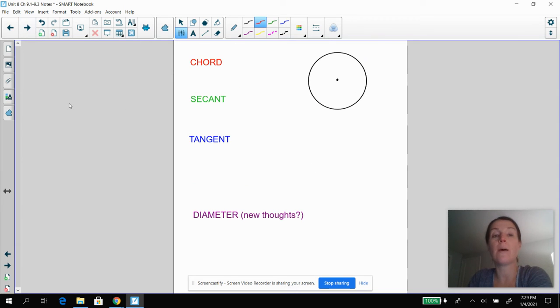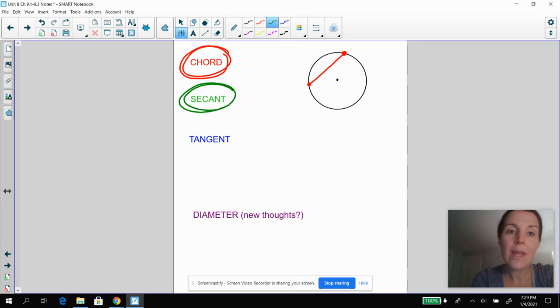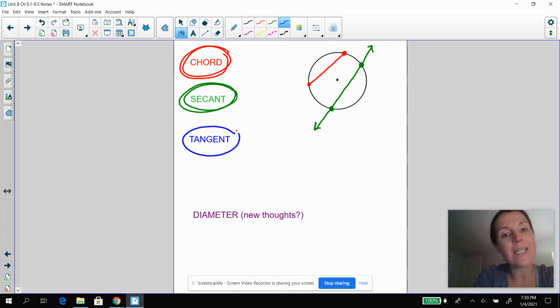All right, so now I'm going to hit you with some vocabulary that is new, probably for some of you. A chord within a circle is simply a line segment whose endpoints are on the circle. That's what a chord is. A secant is a line or a line segment that contains a chord. So a secant could be something that looks like this. Again, this could be a line or a line segment, but all that matters is that it contains a chord.